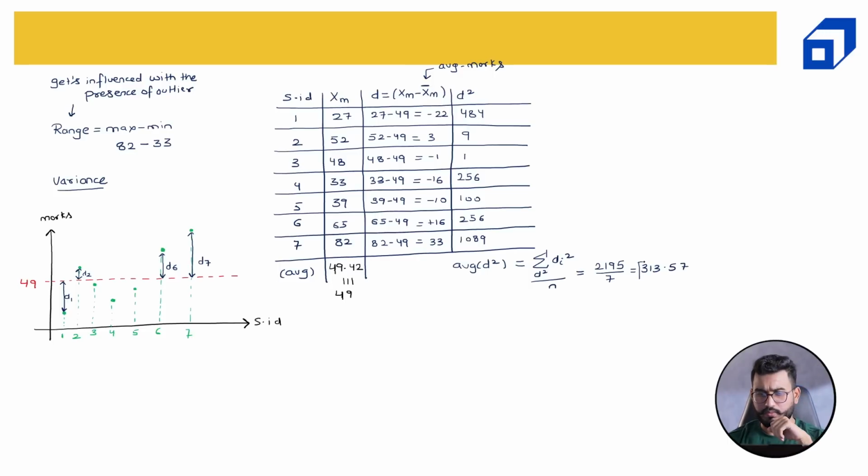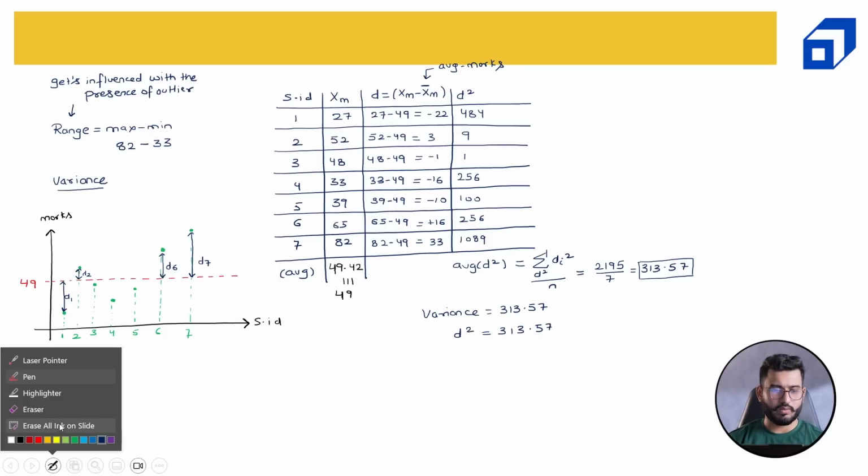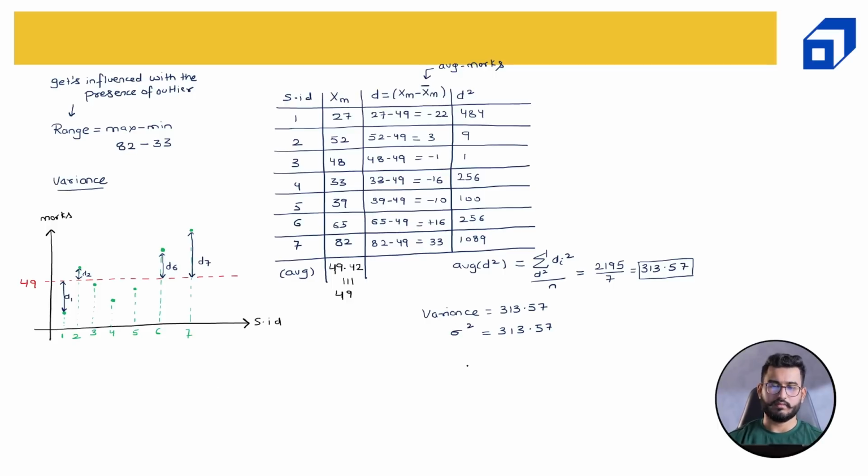Now this value is known as variance, which is 313.57. The problem with variance is that you can practically not make sense out of it. I'm not able to understand what this value means. And if you remember, it was d square. D square is equal to 313.57. Variance is also known as sigma square. This is a Greek letter, sigma square.